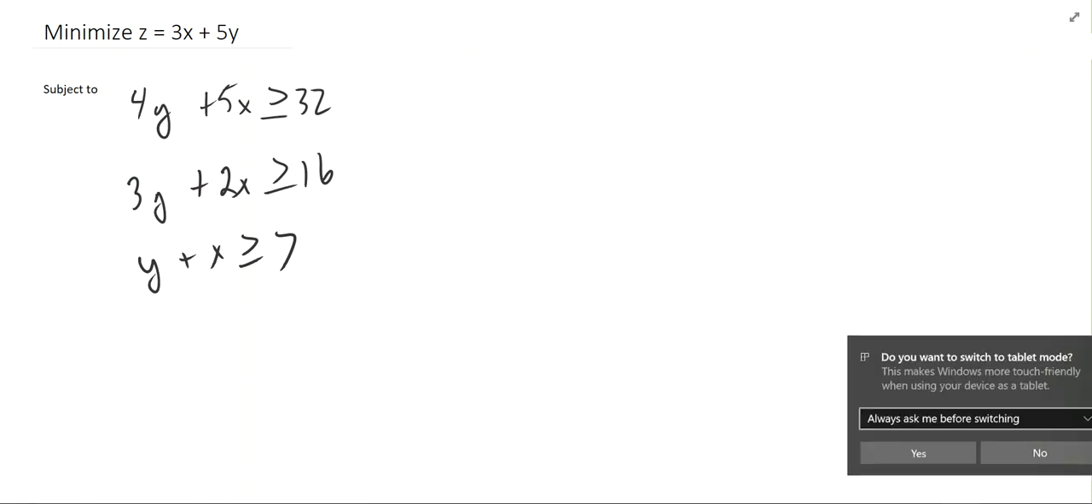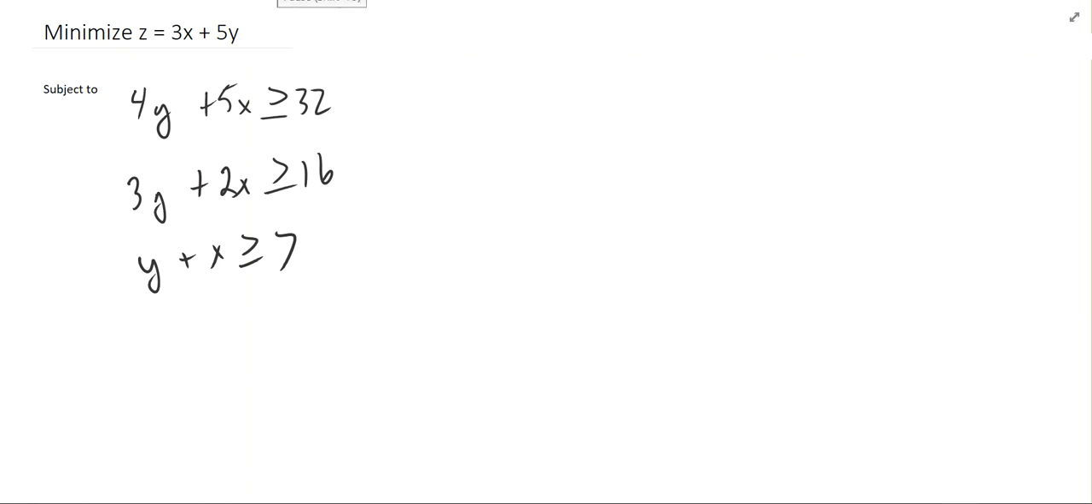Alright, we are looking at solving another linear programming problem, and this time we're trying to minimize z equals 3x plus 5y, subject to 4y plus 5x is greater than or equal to 32, 3y plus 2x is greater than or equal to 16, y plus x is greater than or equal to 7, and our standard constraints of x is greater than or equal to 0 and y is greater than or equal to 0. And we're going to solve this by graphing.